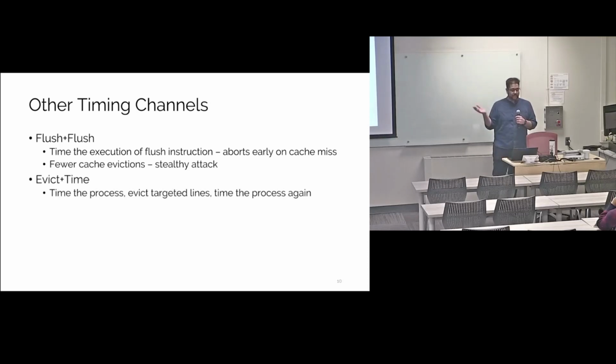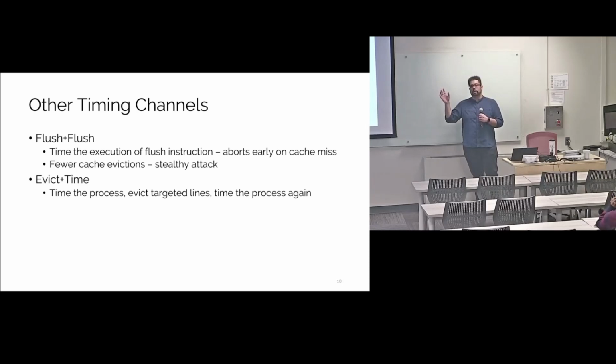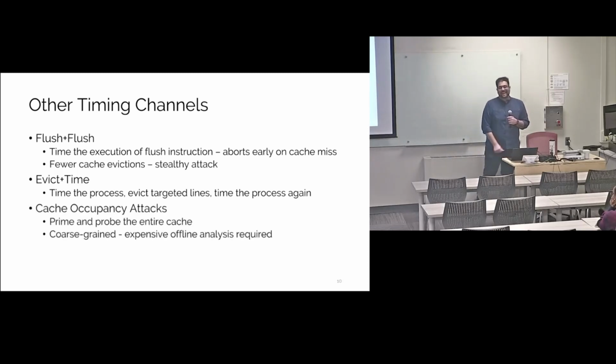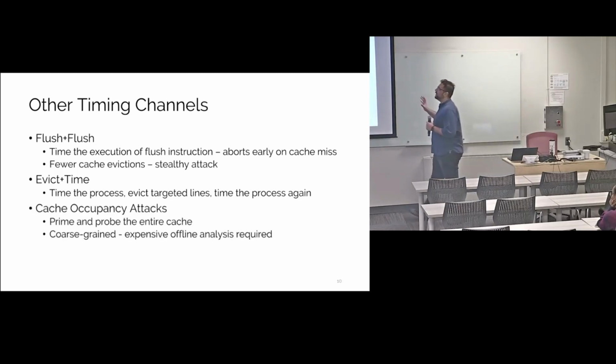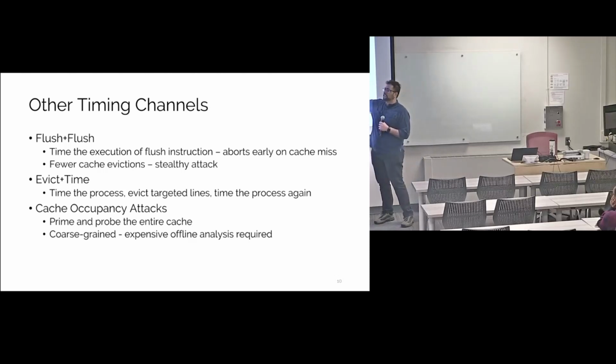There's an evict time attack, which is much coarser than the prime and probe attack, where effectively you time how long a process usually takes, then evict a particular line from the cache set and see how long it takes again. If it takes the same amount of time, then you know the process you're attacking didn't access the shared line. But if it takes more time, then you know it is accessing that shared line, so you leak some information.